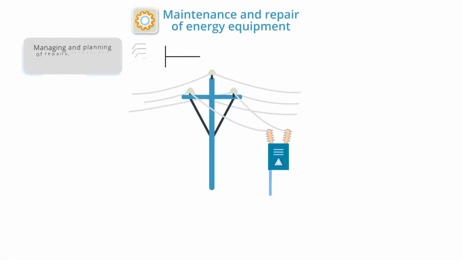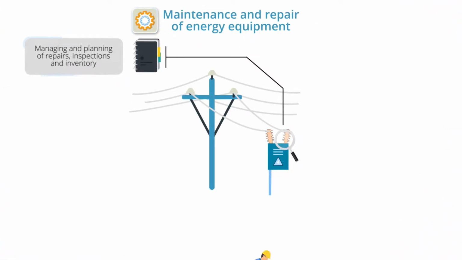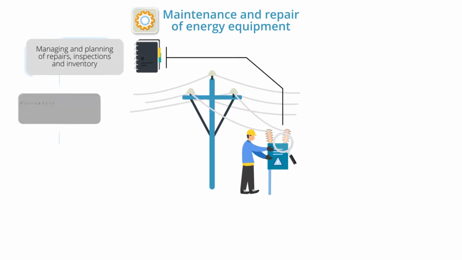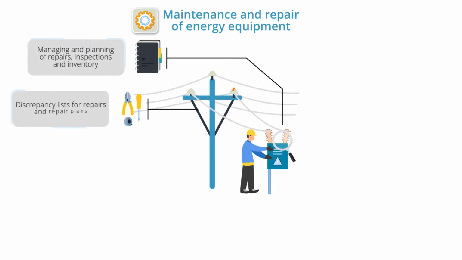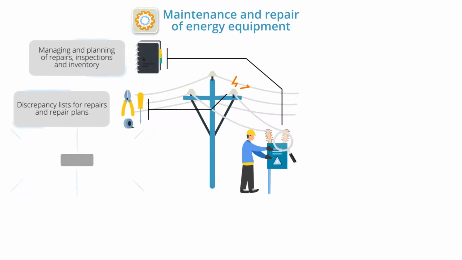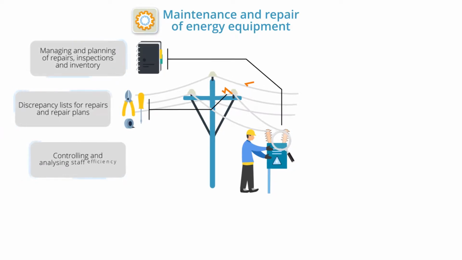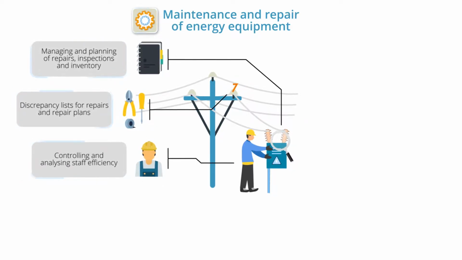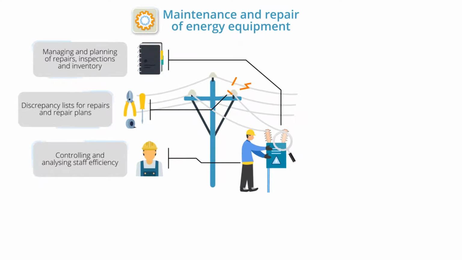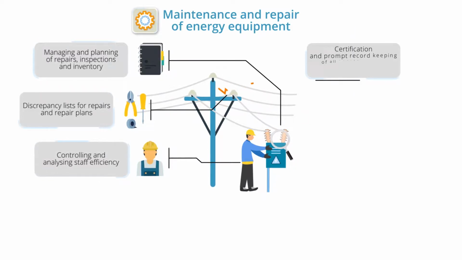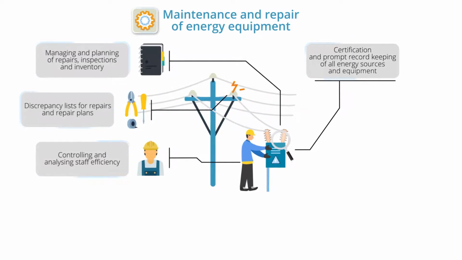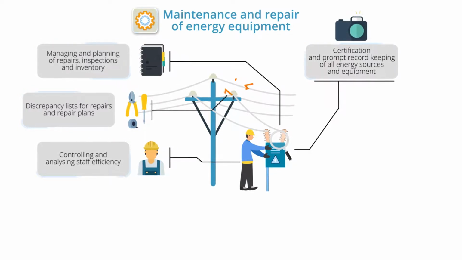Maintenance and repair of energy equipment. This module allows for managing and planning of repairs, inspection and inventory, forming daily discrepancy lists for repairs, creating clear plans to carry out maintenance by workforce whilst controlling and analyzing staff efficiency, conducting certification and prompt record keeping of all energy sources and equipment through photo and video monitoring.